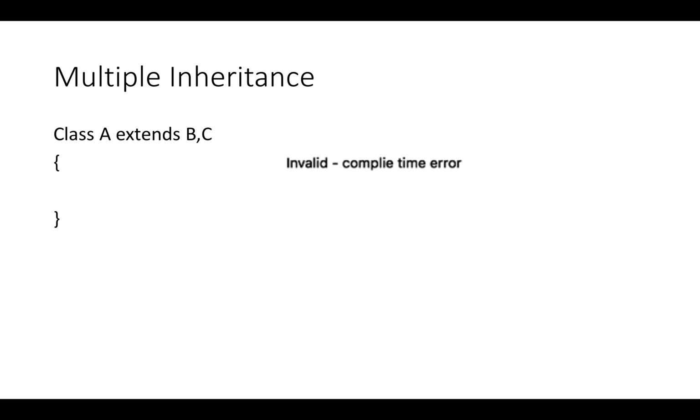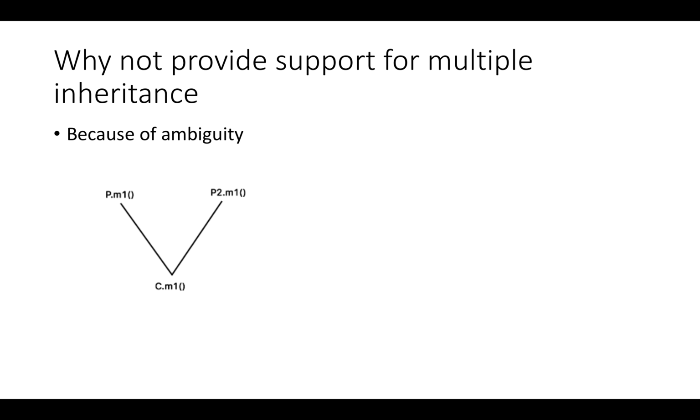Java doesn't provide multiple inheritance. If we try to extend more than one class, then we get a compile time error. So why doesn't Java provide this inheritance? Let me give an example. Here we have two parent classes, P1 and P2, and in both we have a method with the same name, m1.